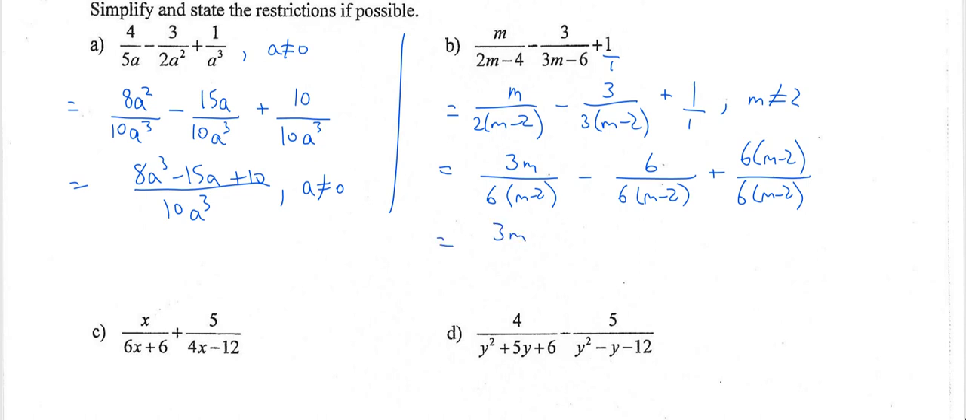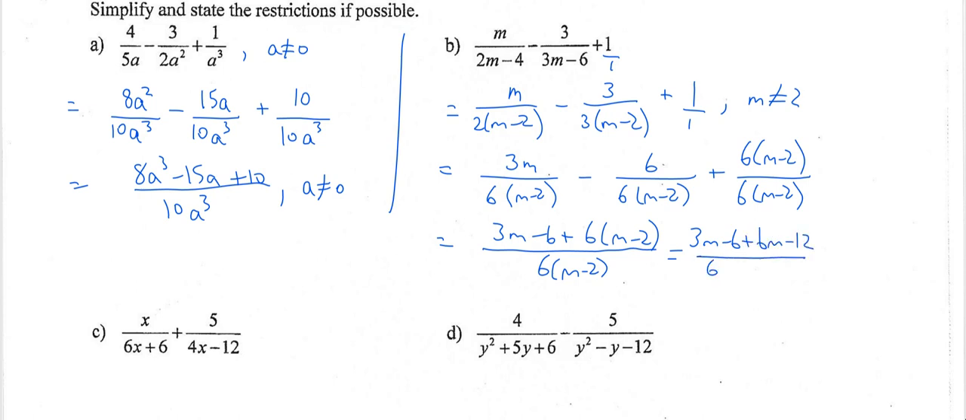I'm going to have 3m minus 6 plus 6 times m minus 2 over 6 times m minus 2. That equals 3m minus 6 plus 6m minus 12 over 6 times m minus 2. This is 9m minus 18 over 6 times m minus 2.